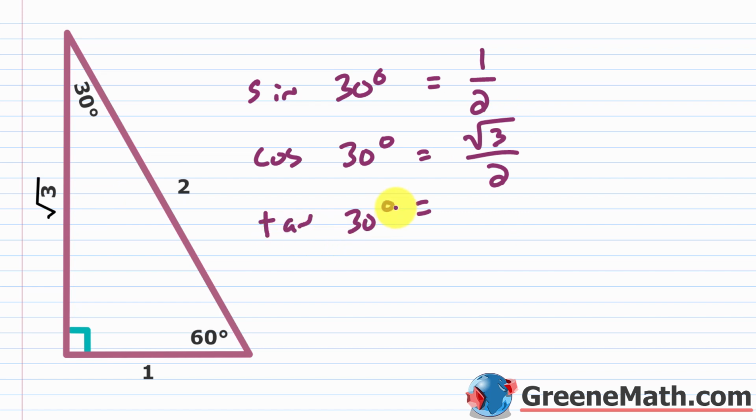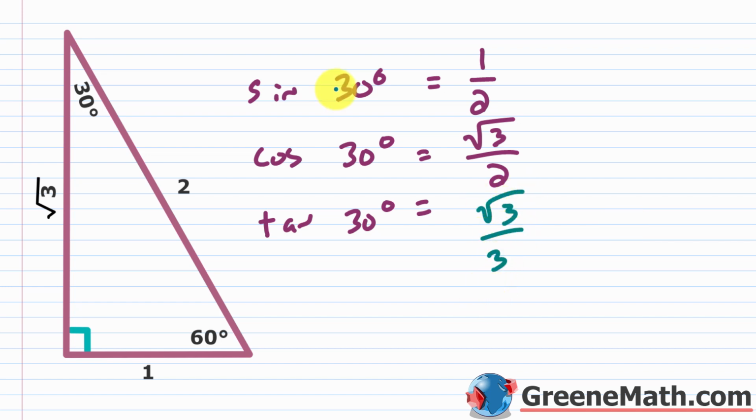Now for the tangent of 30 degrees, it's going to be opposite, which is 1, over your adjacent, which is square root of 3. And of course, we would rationalize the denominator there, so multiply by the square root of 3 over the square root of 3. So this is the square root of 3 over 3.